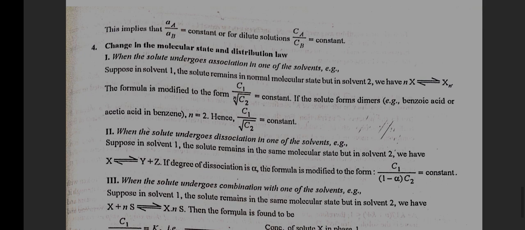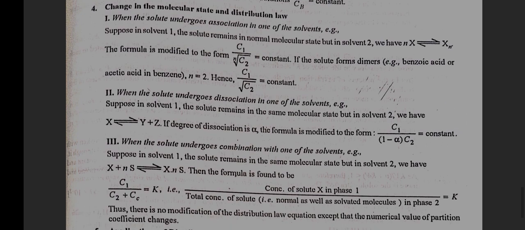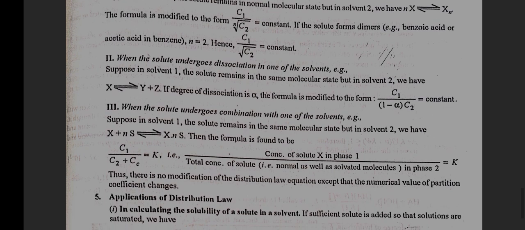Second, when the solute undergoes dissociation in one of the solvents. Suppose in solvent 1 the solute remains in the same molecular state, but in solvent 2 we have X tends to Y plus Z. If the degree of dissociation is alpha, the formula is modified to the form C1 divided by (1 minus alpha) into C2 is equal to constant.